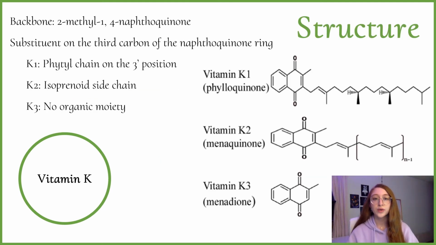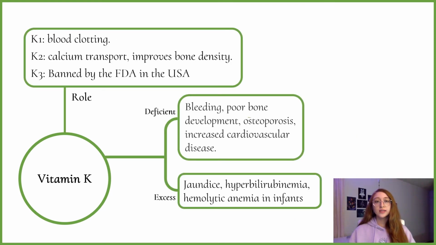If you take a look at the structures of the different forms of vitamin K, you'll see that they all have the same backbone, which is a 2-methyl-1,4-naphthoquinone. But they have different substituents on the third carbon of the naphthoquinone ring. So K1 has a phytyl chain on the 3' position. K2 has an isoprenoid side chain, with a varying number of isoprene units, and K3 has no organic moiety on the 3' position. Now let's take a look at the different roles, deficiency, and excess. Vitamin K1 aids in blood clotting. Vitamin K2 is involved in calcium transport, and it prevents calcium deposition in the lining of blood vessels. It also helps improve bone density.